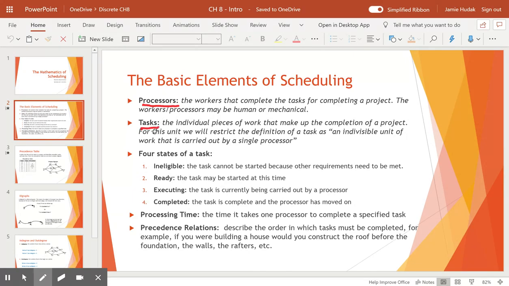Tasks are the individual pieces of work that make up the completion of the project. So for this unit, we're going to restrict the definition of a task to be an indivisible unit of work that is carried out by a single processor.